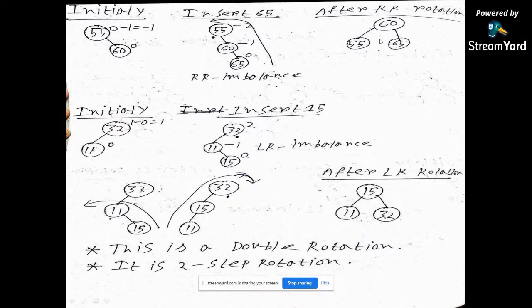Now examine the balance factor for every node. Balance factor 0. Balance factor 0. What is the balance factor of 60? 1 minus 1, 0. Again 0. Yes, all nodes are balanced. That means this tree is a balanced tree. Next is LR rotation.